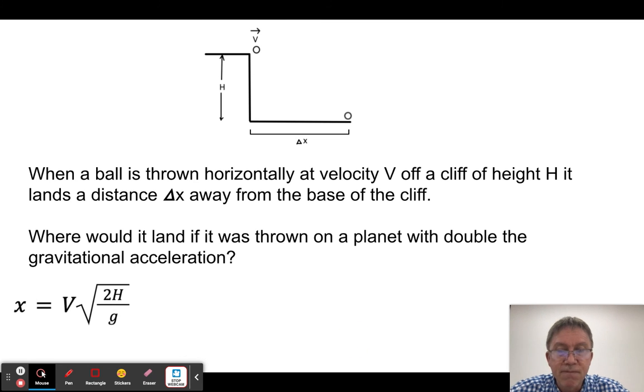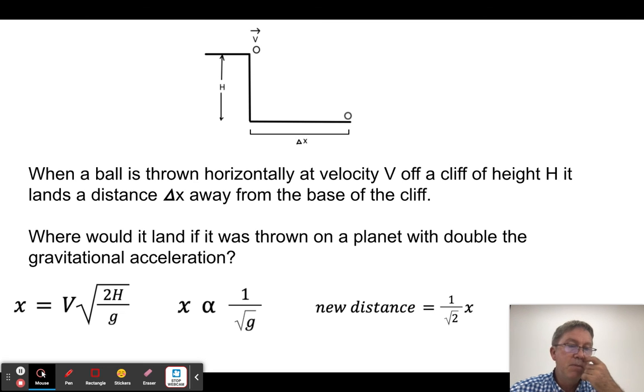We're going to use that same equation. In this case, x is proportional to the square root of 1 over g, or 1 over square root g. Again, I just set everything else that didn't change equal to 1, and I get x is proportional to 1 over root g. So if I double g, the new x would basically be 1 over root 2. So it'd be x divided by root 2. So it'd be 1.4 times less distance traveled.